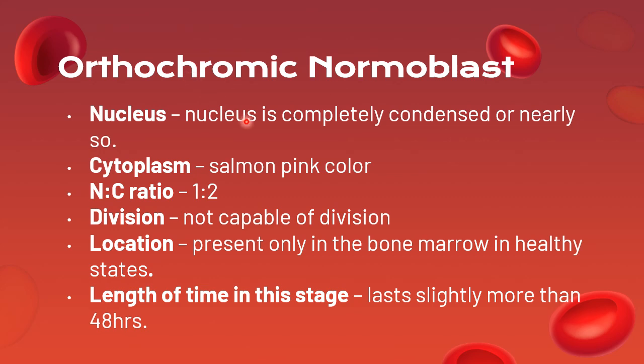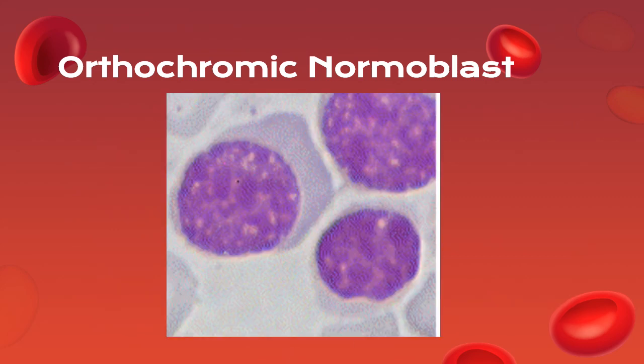So, orthochromic normoblast, okay, ang cytoplasm niya nagiging salmon pink na in color. Okay, NC ratio is 1:2, so mas malaki na si cytoplasm kaysa kay nucleus. It is not capable of division na. So, tandaan, starting from orthochromic, hindi na siya nagde-divide. Present only in the bone marrow. Yan, and lasts slightly more than 48 hours. So, that's your orthochromic normoblast.